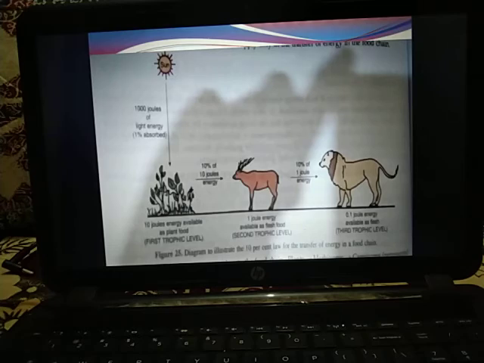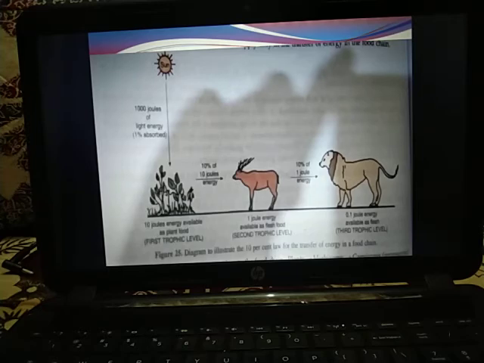Because of this tremendous loss of energy at successive higher trophic levels, the leftover energy decreases to such an extent that no further trophic level can be supported. Therefore the length of a food chain in an ecosystem is generally limited to 3 or 4 trophic levels. So this question is generally asked: why does the food chain have only 3 or 4 trophic levels?